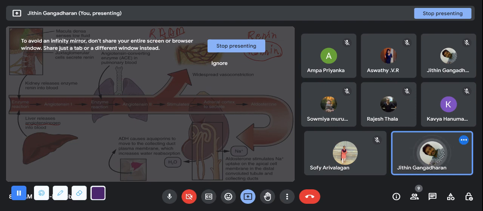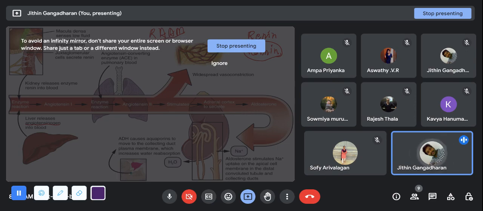Once again, I'll say: when the kidneys identify there is low sodium in the blood, they produce renin. When renin is in the blood, the liver also produces angiotensin in the inactive form, that is angiotensinogen. The lungs and pulmonary areas will produce ACE, angiotensin converting enzyme, into the blood. This will convert the inactive angiotensinogen into active angiotensin.